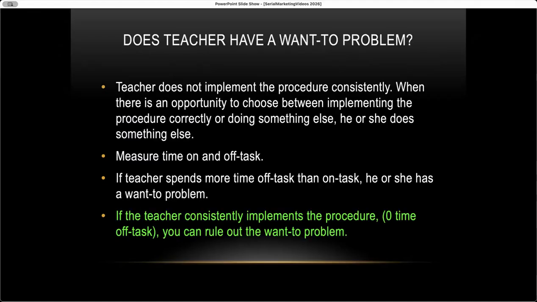Does the teacher have a want-to problem? Suppose your teacher is not implementing a procedure consistently. When there's an opportunity to choose between implementing the procedure correctly or doing something else, he or she does something else. So then we can measure time on and off task for implementing the procedure consistently. If the teacher spends more time off task than on task, he or she has a want-to problem. On the other hand, if the teacher consistently implements the procedure, 0 time off task, you can rule out the want-to problem.